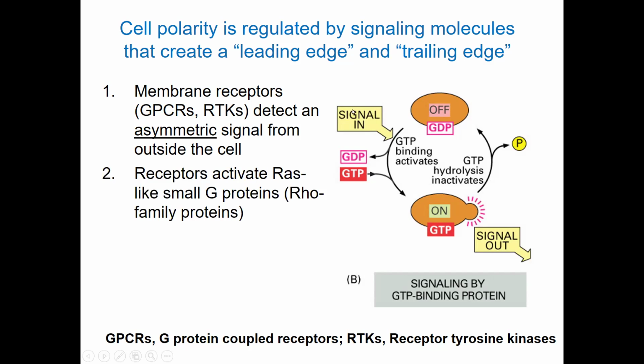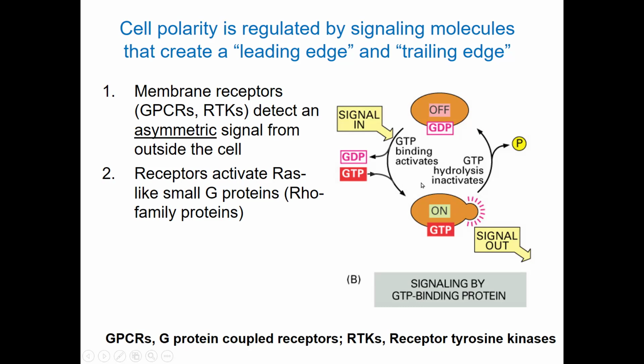Here you can see signal in, and then the G protein coupled receptor perceives the signal, and GTP is hydrolyzed, dephosphorylated into GDP, and then again it is on. Here you can see a protrusion taking place and signal is out, and this is called the leading edge of the cell, and this part is called the trailing edge.